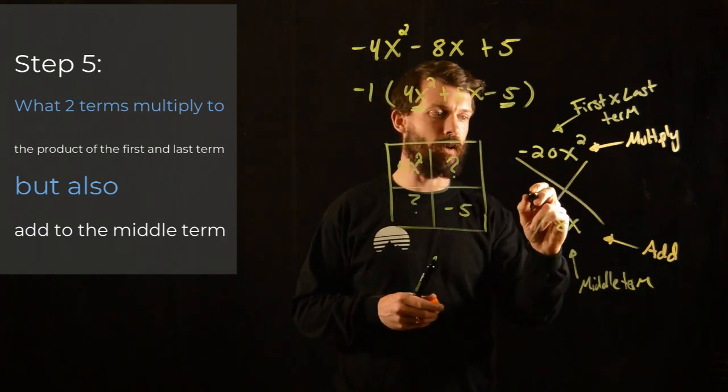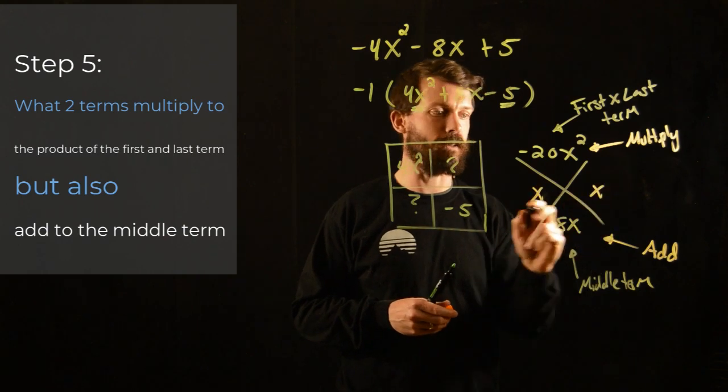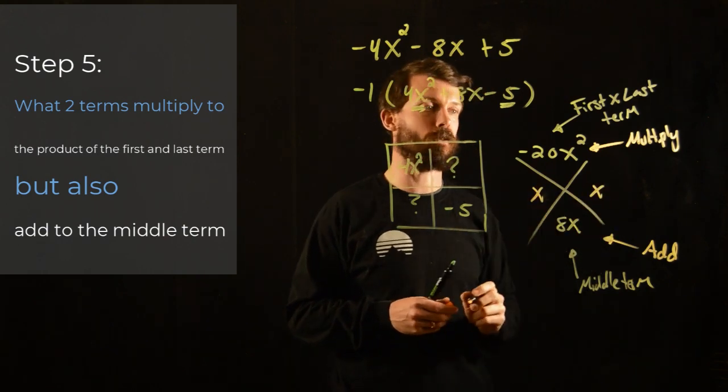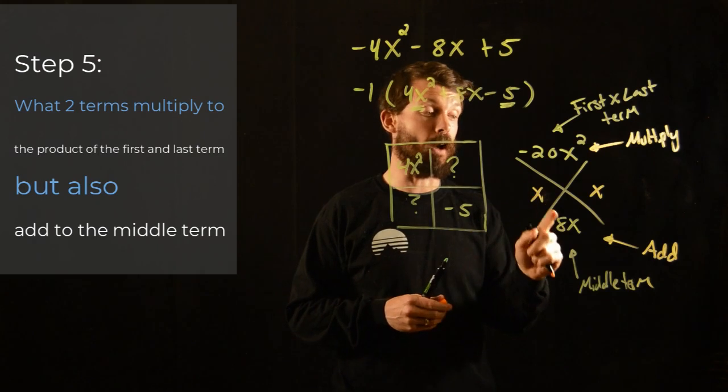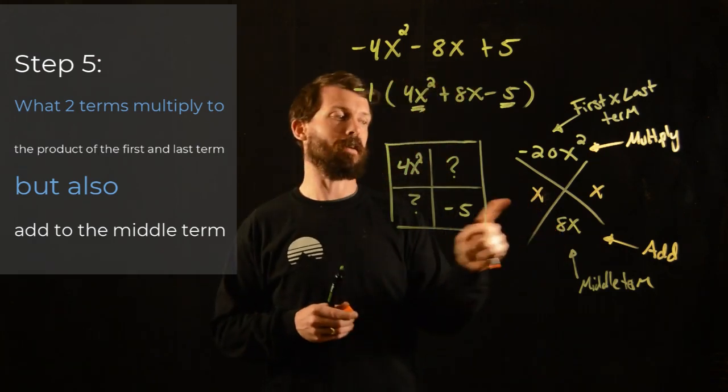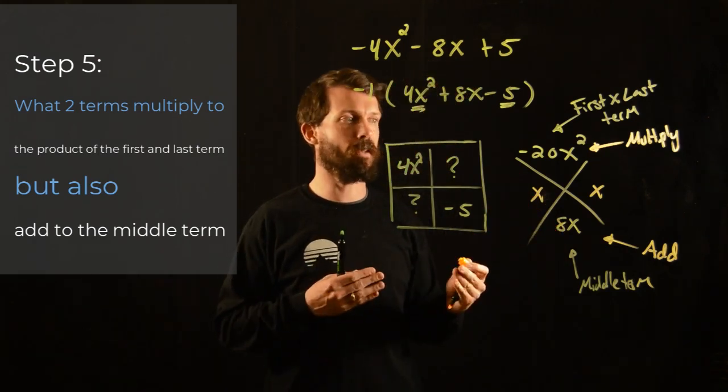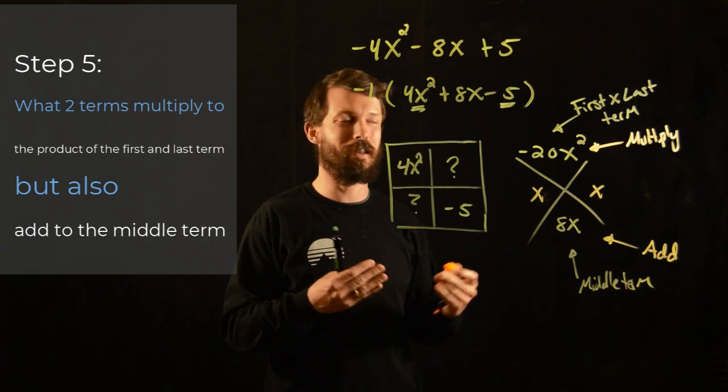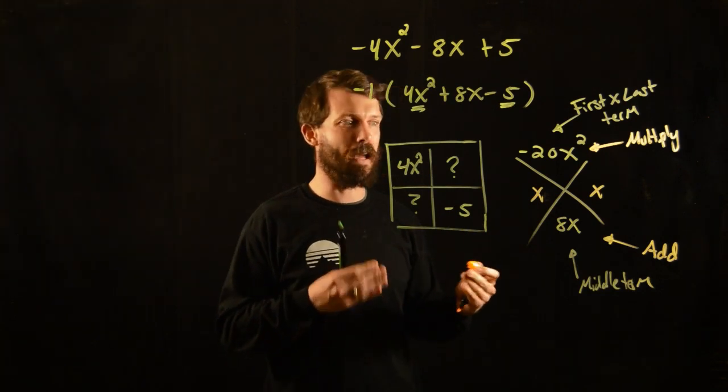So I definitely know it's going to be an x and an x, right? I just have to find the two numbers that actually multiply to -20, but I also have to figure out what's going to add up to 4. So we have to go through that process in our head and say, alright, what would that actually be?